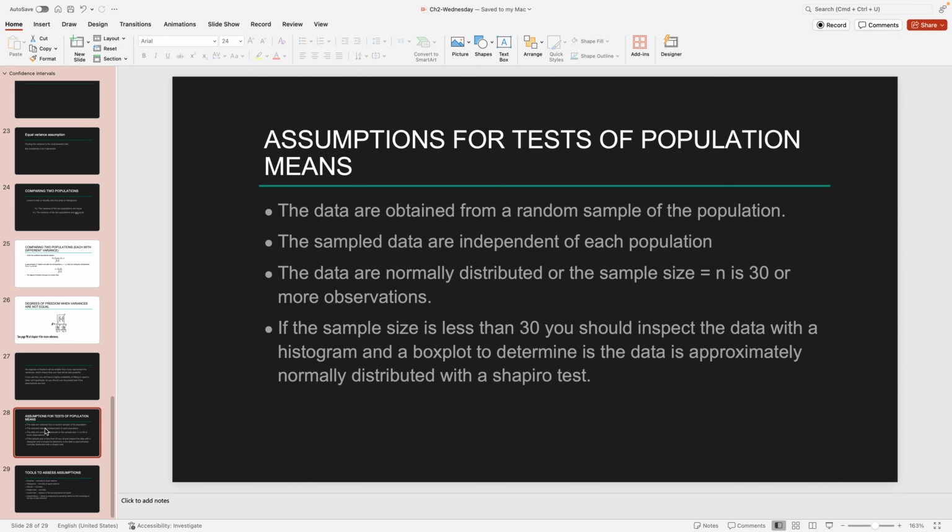Okay, so there are assumptions just like there were for a single population. The assumptions here for comparing two populations are that the data are obtained from a random sample of the population. The data sampled are independent of each population. Someone in group 1 doesn't affect someone in group 2. The data is normally distributed, or the sample size is 30 or bigger in each group. If it's not bigger than 30, you need to inspect it with a histogram or box plot or Shapiro test.